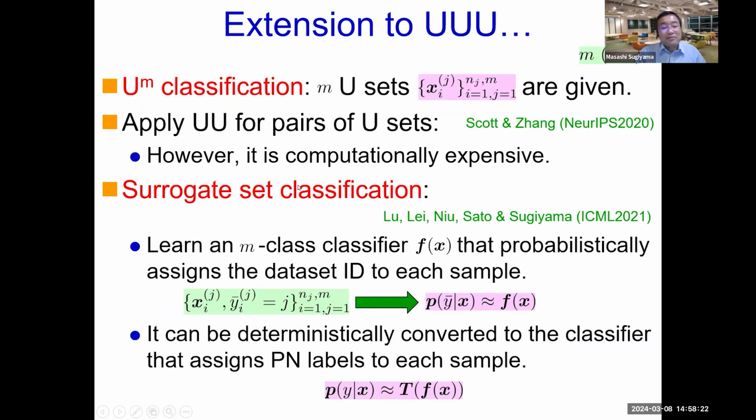Then we had a simple solution called surrogate set classification. So now we have an M-class classifier, f(x), that probabilistically assigns the dataset ID to each sample. So we basically regard it as a multi-class problem. We want to identify the dataset ID from a sample. Then based on this classifier, we can actually determine the class posterior probability deterministically from this f(x). So that's a solution. I don't write the exact definition of T here, but it's a deterministic quantity. By that, we can handle more than 2 unlabeled datasets properly.